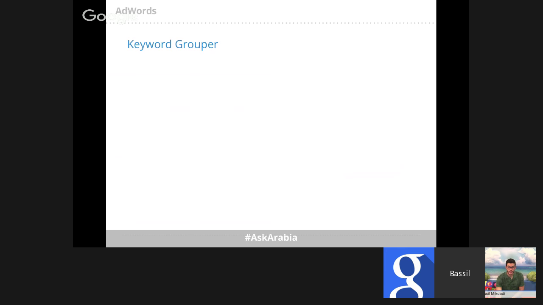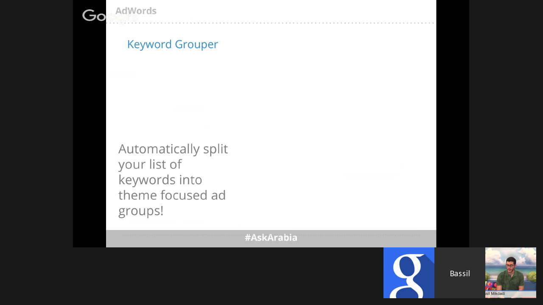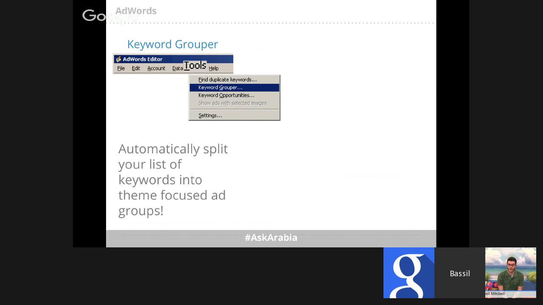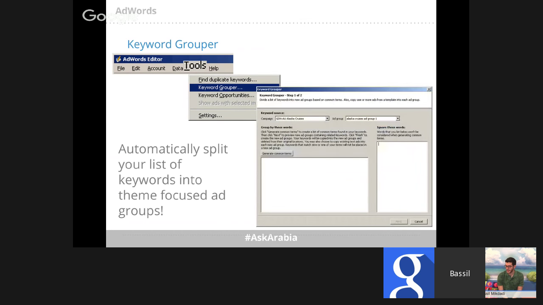Okay, let's talk about Keyword Grouper. This feature automatically helps you with turning a list of keywords into a structured set of theme-focused groups. In order to do this, you'd navigate over here, go to Tools, Keyword Grouper, and then you get something that looks like this. Essentially, you can organize a whole litany of keywords in a very short amount of time to a current ad group.